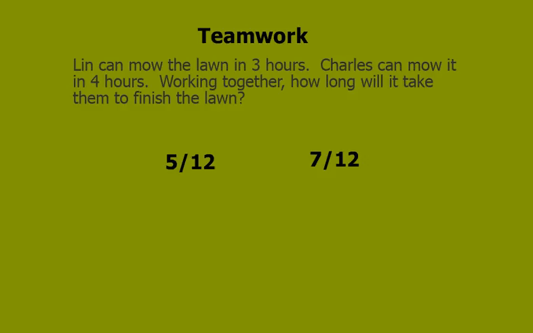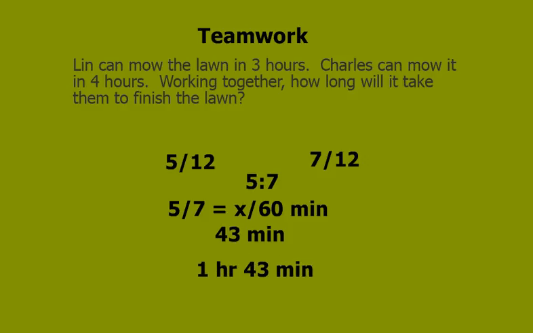So it's going to take them less than an hour. And the proportion you have to focus on here is in the numerators. 7/12 would be a full hour. So 5 is proportionate to 7 as X minutes would be to 60. And we find out it's 43 minutes. So it's going to take them 1 hour and 43 minutes to do the job.